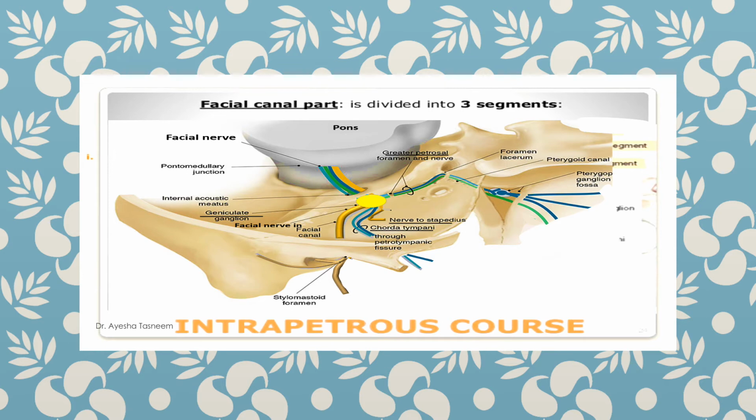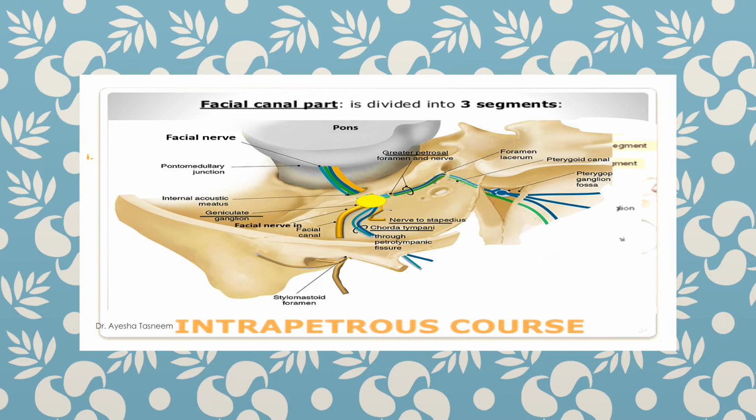You can see here, this is the facial nerve that arises from the pontomedullary junction. It enters into the internal acoustic meatus, and you can see this is the facial nerve within the facial canal.